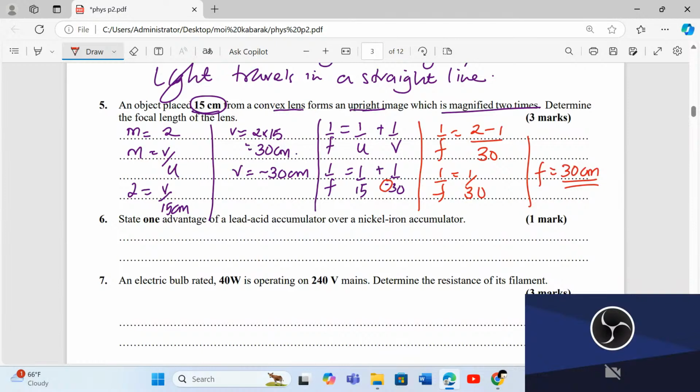State one advantage of a lead acid accumulator over the nickel iron accumulator. Then you can say this one has a higher EMF. Lead acid accumulator has a higher EMF per cell.